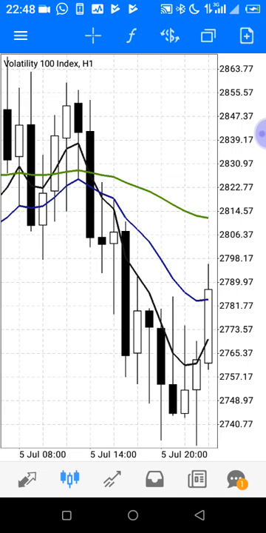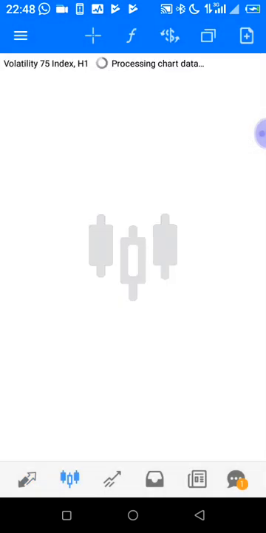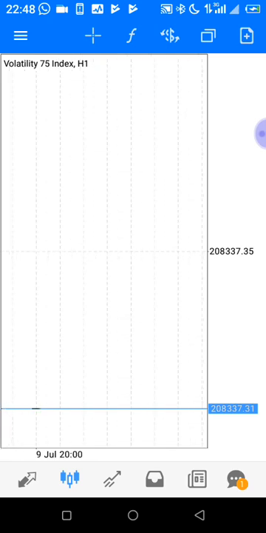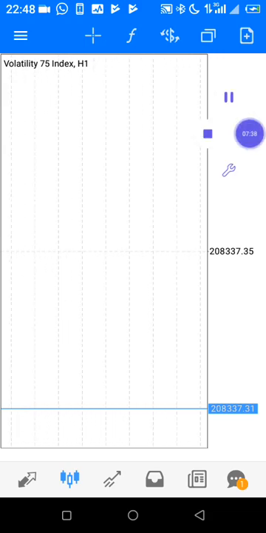You can try this on each and every pair for a sell. You can go even to V75. I know a lot of people are very skeptical about V75, but it does work the same. My network is a bit slow, so my charts are not loading.